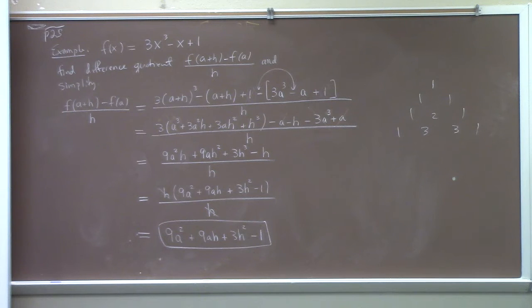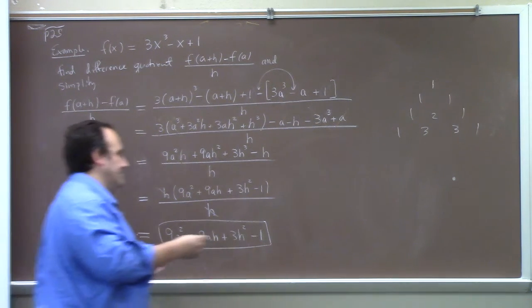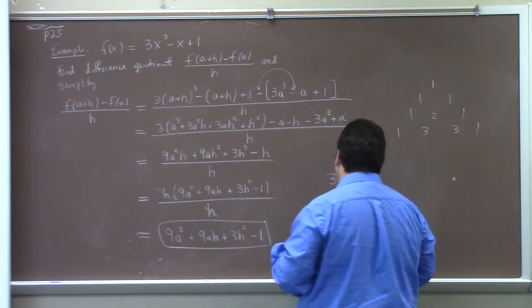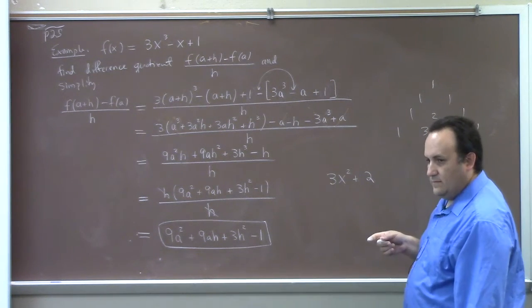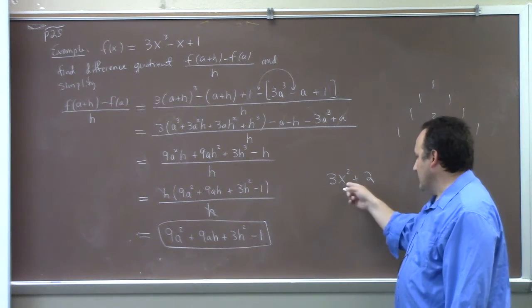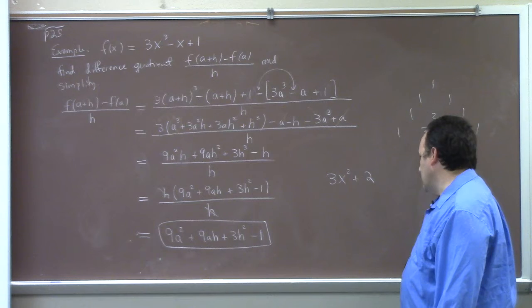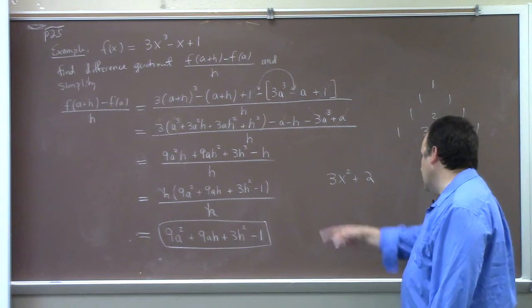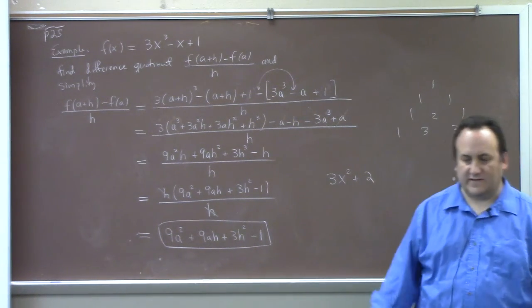The homework problem is a little bit easier than that because it's just a square instead of a cube. But the answer should be something somewhat similar, I think. What was the homework problem? 3x squared plus 2. Just plus 2? I think you should end up with a 6a, and then plus stuff with h's, which I don't know off the top of my head, but 6a is part of the answer.